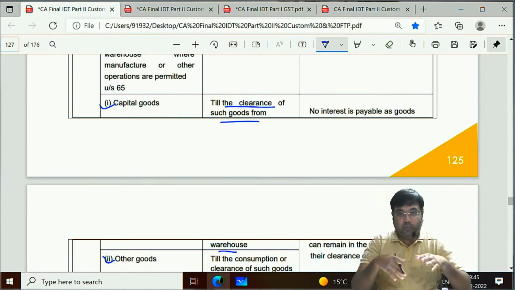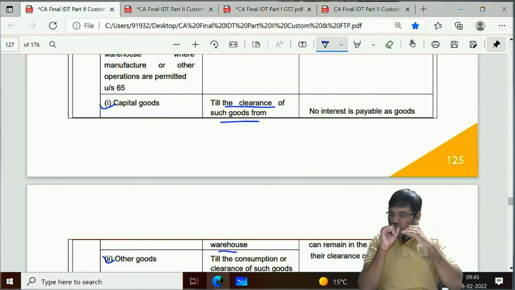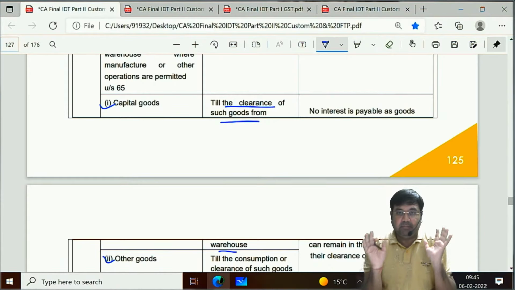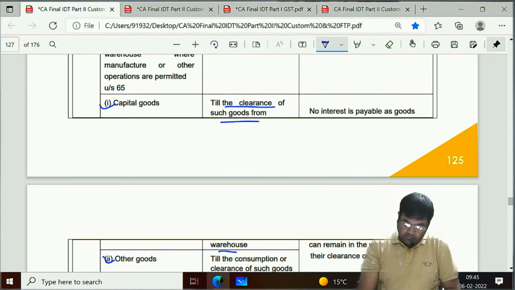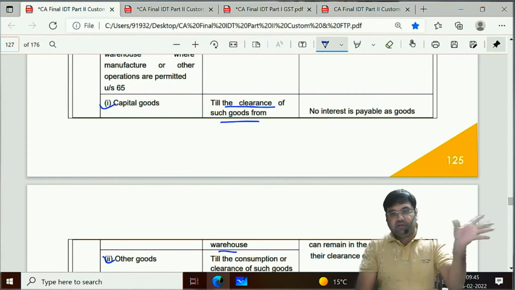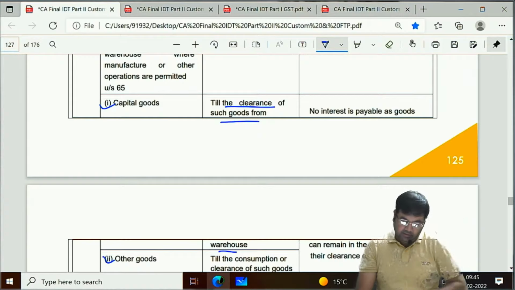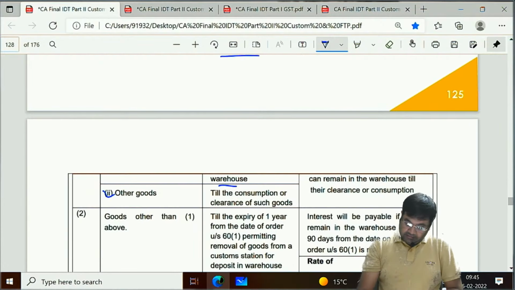So capital goods for processing, of course they require, in the form of, let's say, machinery. So for machinery, no time period till the clearance of such goods from the warehouse. They can keep the machinery there. No time period for that machinery. Maybe 10 years, 20 years, 30 years. Capital goods, no time period. In case of importers who are EOU, ESTP, STP, other goods also can stay till the consumption or clearance of such goods.